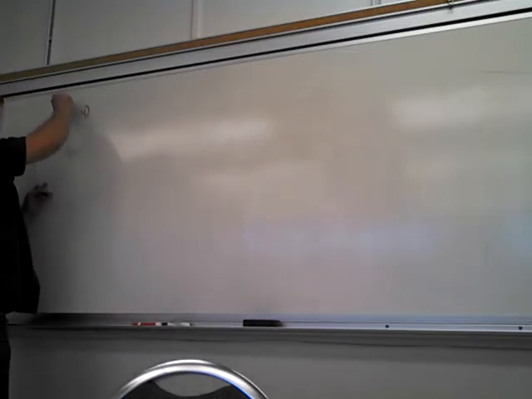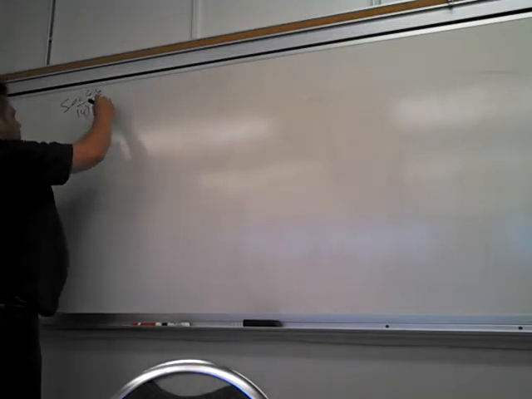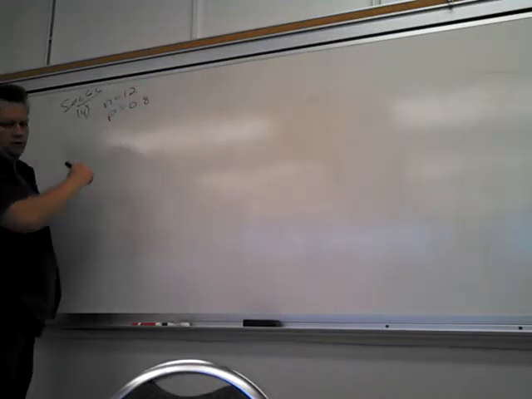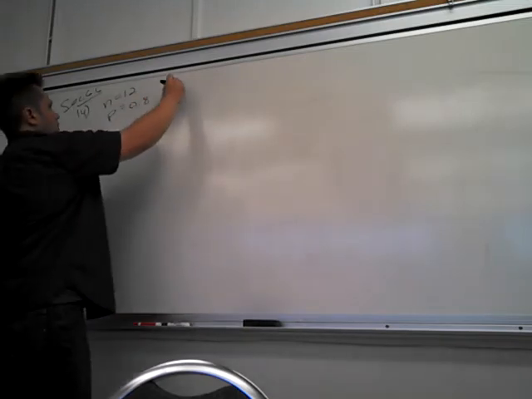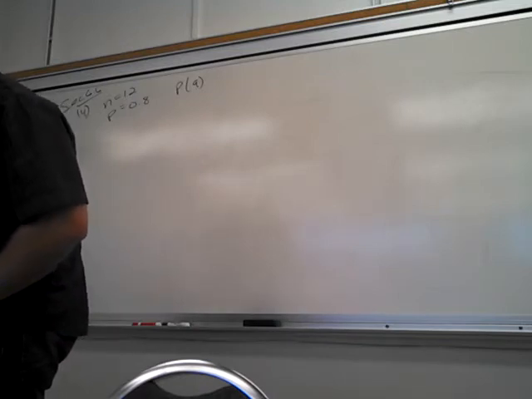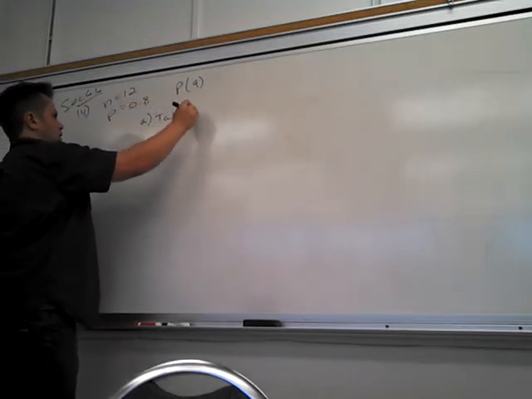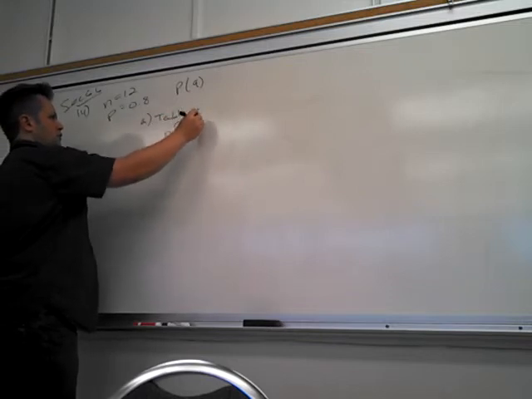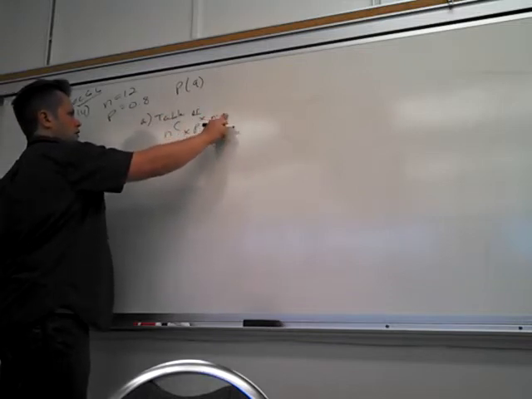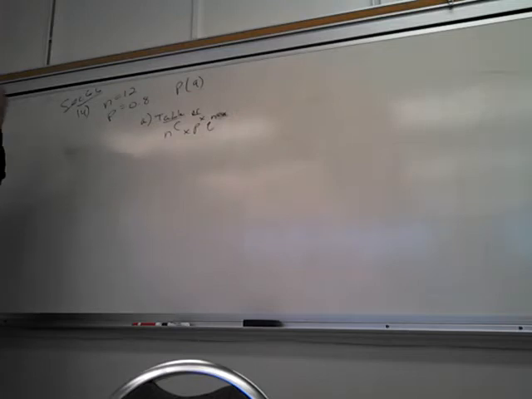So number 14 gets right to the point. N equals 12, P is 0.8, and they want to find the probability of 9. Part A says find the probability using the table. Or if you want to, you can always use the formula. I don't see anything wrong with that either. So you can use the table in the back, or you can use the formula. Part A should be pretty straightforward.